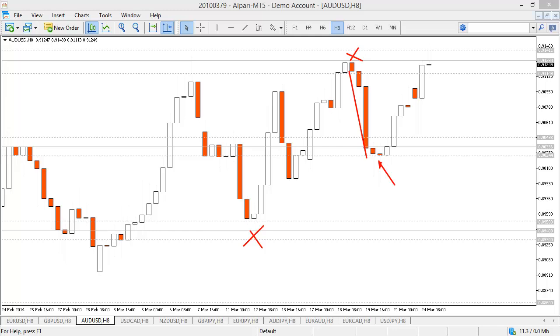Will you teach how to pick and draw support resistance areas? Yes, I will. Support resistance areas will be covered tomorrow, guys. AUD USD, sorry if I sounded annoyed there. I just keep getting asked the same questions over and over. Support resistance will be covered in full tomorrow. We'll talk about everything support resistance related, okay?